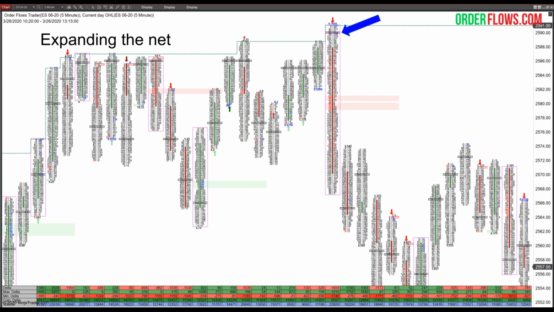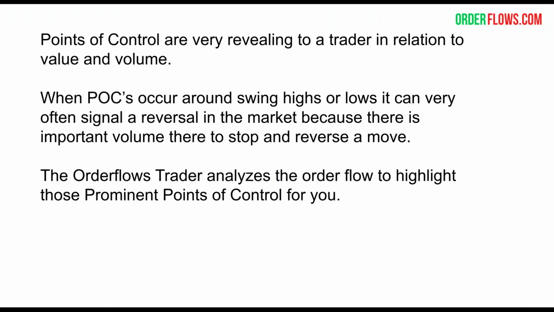So points of control are very revealing to a trader in relation to value and volume. When POCs occur around swing highs or lows, it can very often signal a reversal in the market because there's important volume there to stop and reverse a move. The order flow trader analyzes the order flow to highlight these prominent points of control for you.